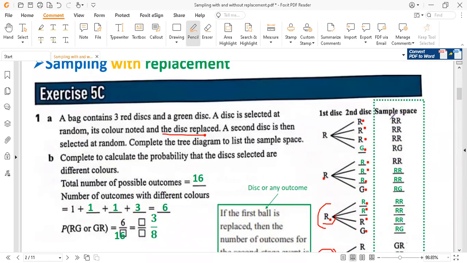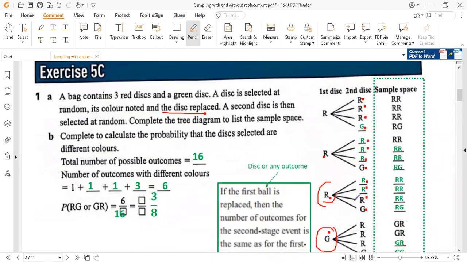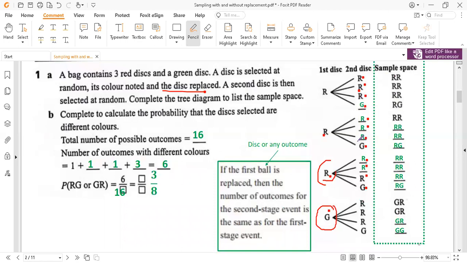The sample space is given with these branchings, for example RR, RR, RR, RG, and so on. So with 4, 4, 4, 4, the total number of possible outcomes is 16.